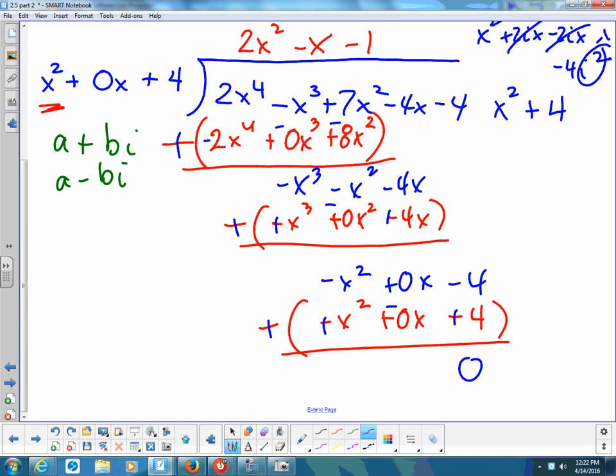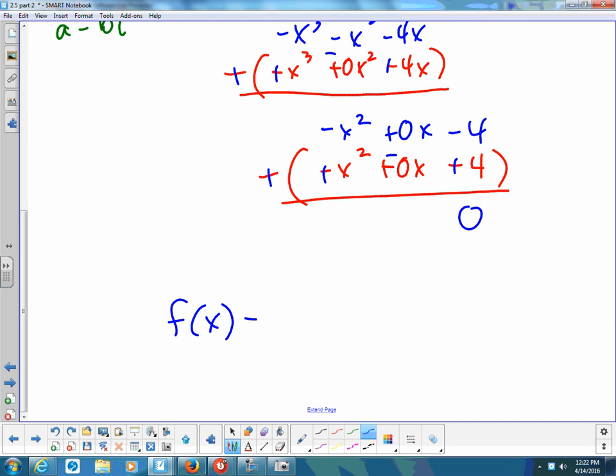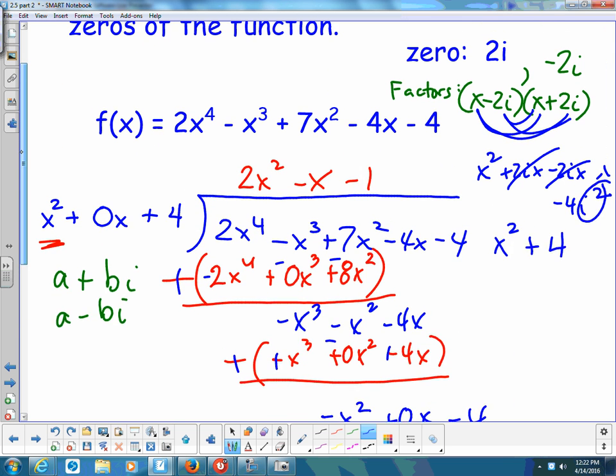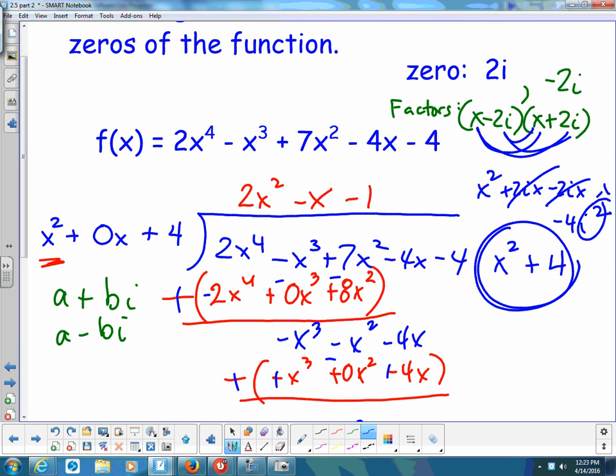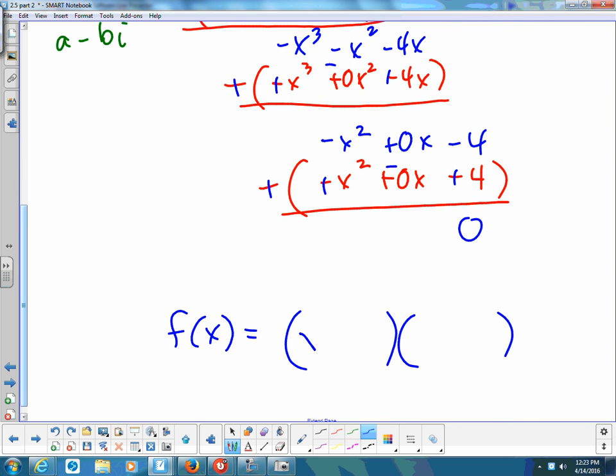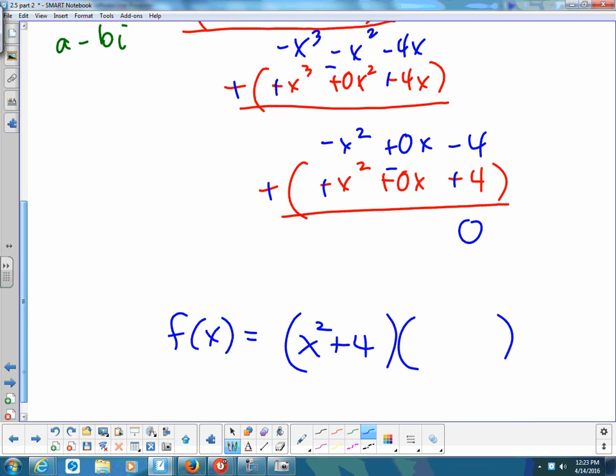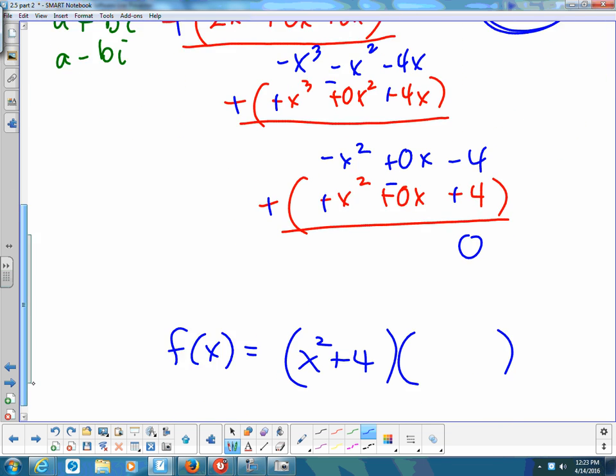How did that help us? Why did we even bother doing this long division process? So can we factor this function now? Can we factor our function any further? We knew that we had this quadratic factor, where was it? Here, right? Wasn't that a quadratic factor? Because that comes from multiplying this by this. So I have x squared plus 4, right, times what would get me back to my function? 2x squared minus x minus 1.